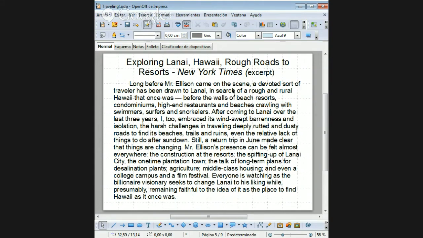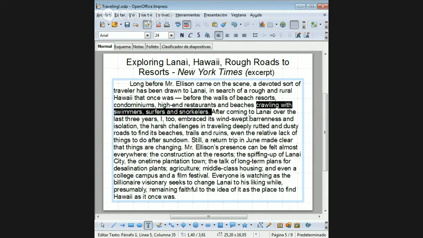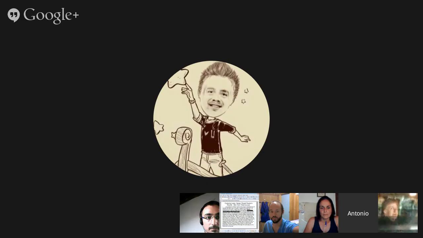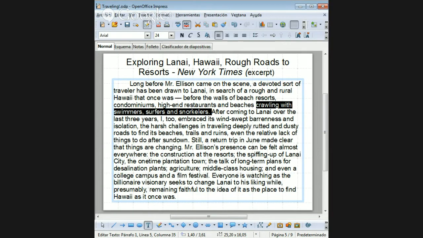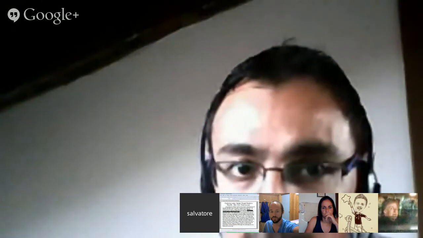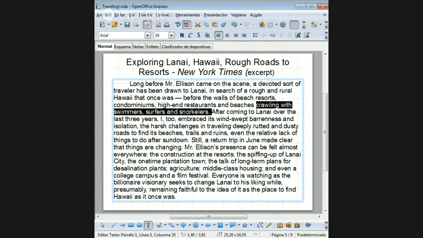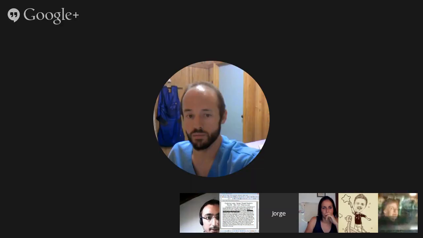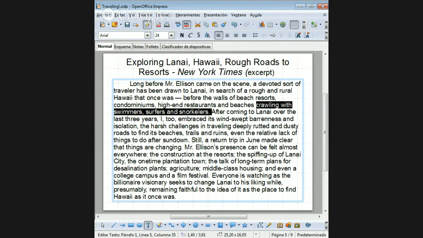Okay, let's have Antonio. Can you read this part? So this part of the sentence? Crawling with swimmers, surfers, and snorkelers. Good. What's that mean? Salvatore, what's that mean? Crawling with swimmers, surfers, and snorkelers. When you get into the water to make snorkeling, right, teacher? Yeah, snorkeling is when you swim in the water and you breathe through like a stick. So you look at the bottom of the ocean, but you still breathe with this little tube.